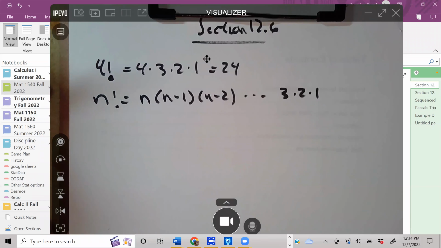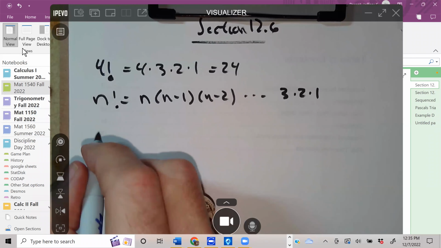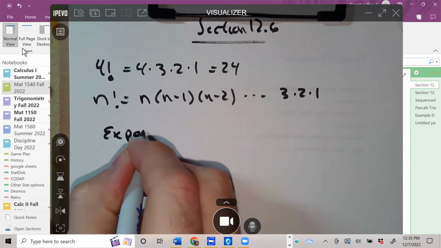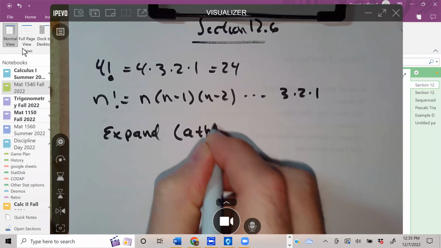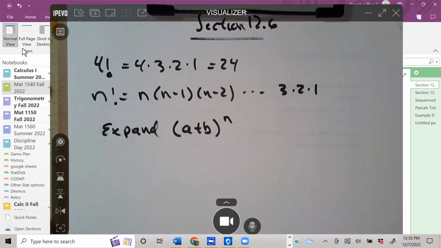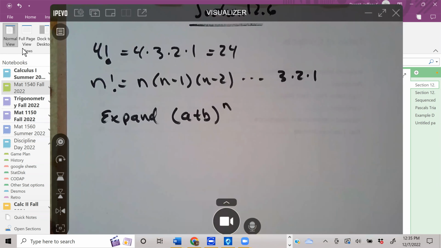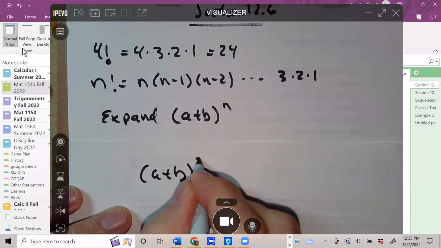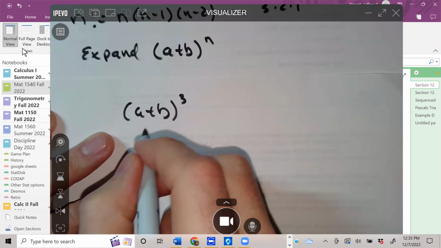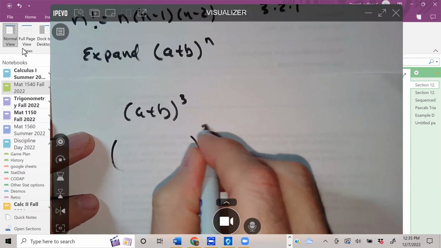Now, I introduced it the other day because it was part of a sequence, but we're going to use it today for something else. Our goal today is to expand binomials. And by that, expand (a plus b) to the n. What I mean is multiply it all out. So for instance, if I had (a plus b) cubed, when I say expand, I don't mean this.